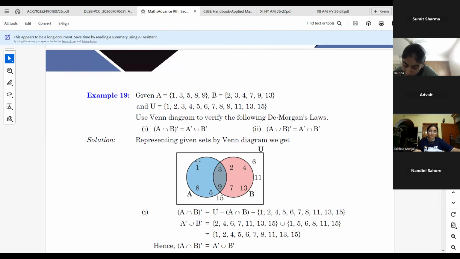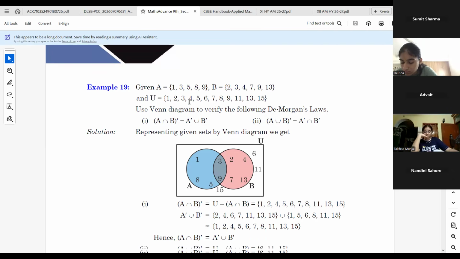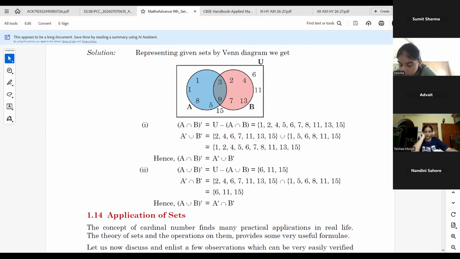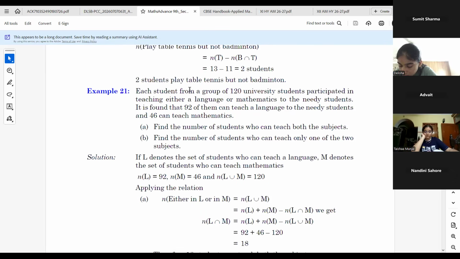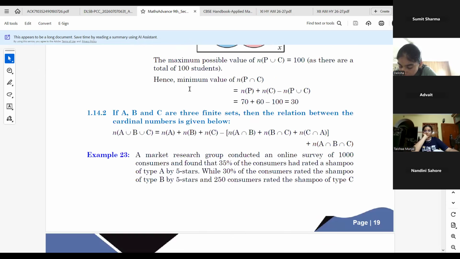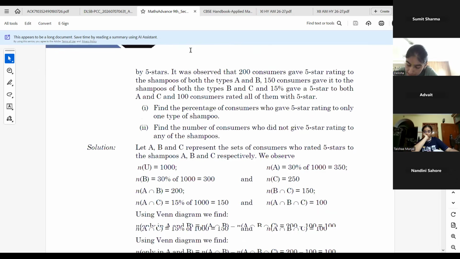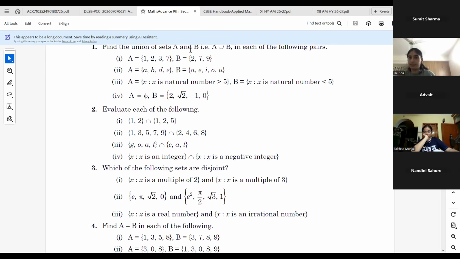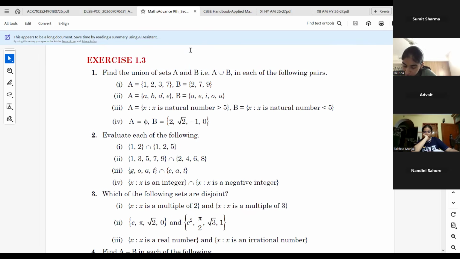Okay, so we have example number 19 here. We have done it right now, right? So in the exercise, I think we have discussed a few questions in the last class about union and intersection and the complement of sets. I think I have told you about... Have I told you about disjoint sets also? Okay.